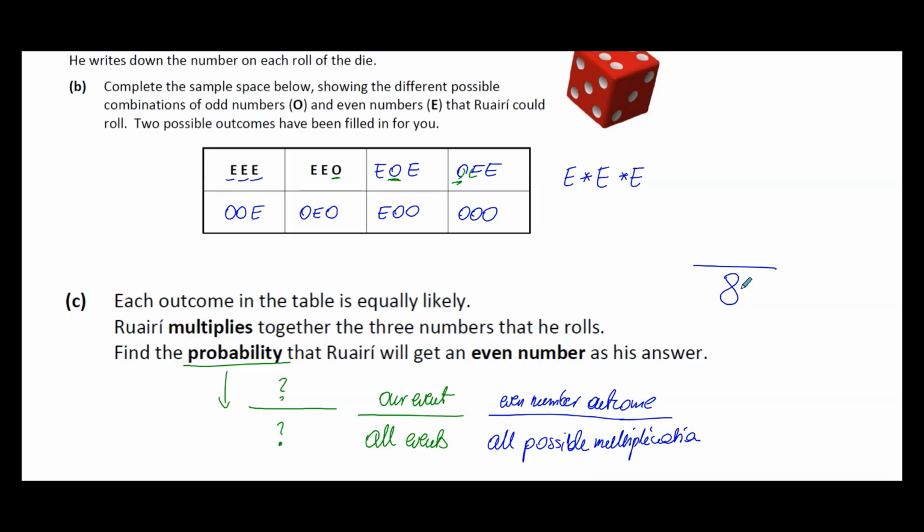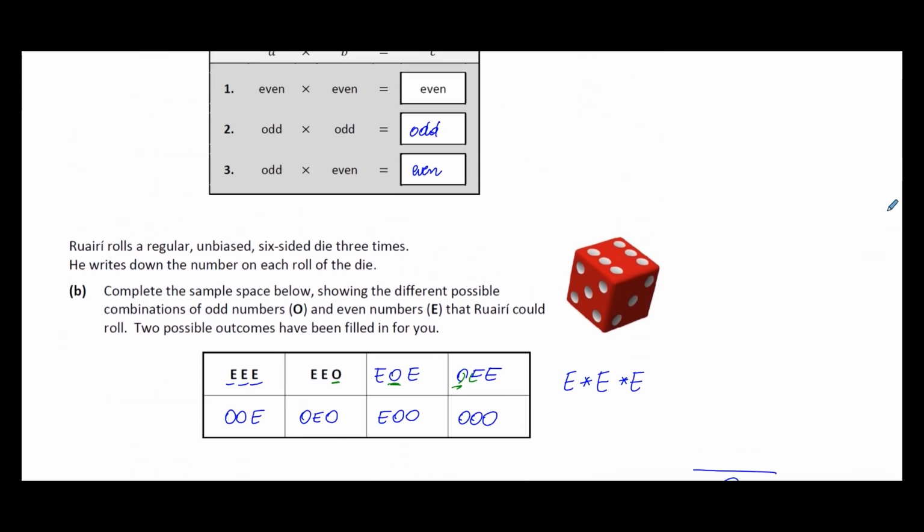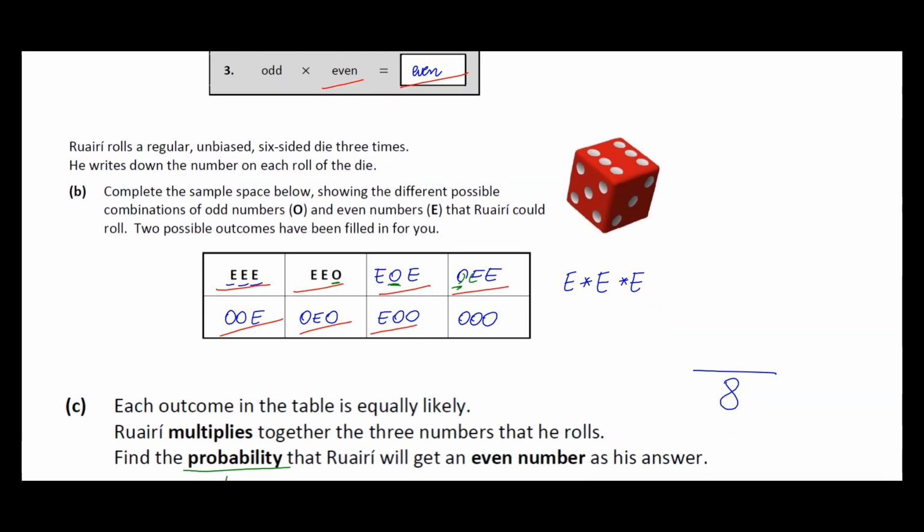That's all possible. Now, when do we get an even number? That's the reason why they are telling you to do that here, so that you take a note and observe that every time an even number is involved in the multiplication, it will end with even number. And it doesn't matter how many of them we have, whether we have all of them or two of them, or one of them. So all those outcomes, because they have an even number, we will end up with even number. So that means that is 7 possible outcomes out of 8.